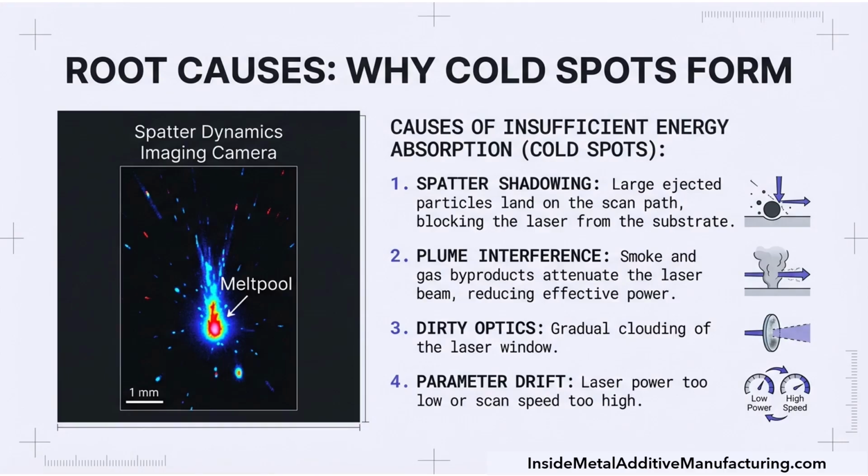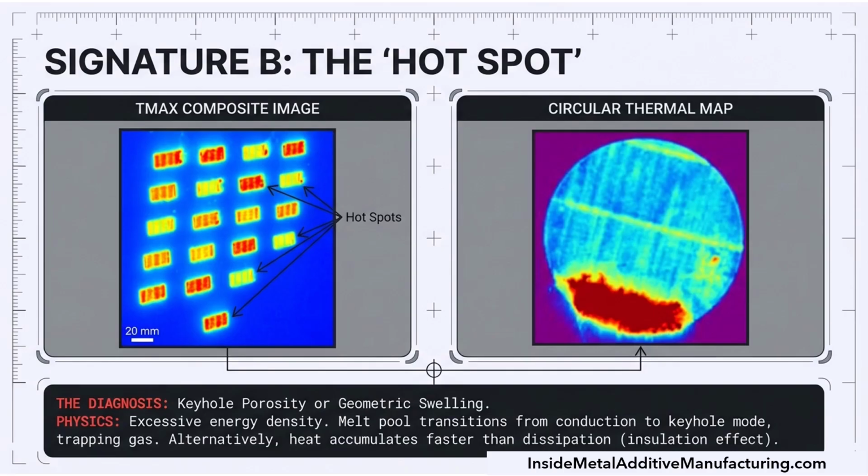Practitioners should investigate 4 primary drivers for these energy deficits. These include spatter shadowing, where large ejected particles block the laser, plume interference from smoke and gas byproducts, dirty optics or soot accumulation on the laser window, and parameter drift, such as insufficient laser power or excessive scan speed.